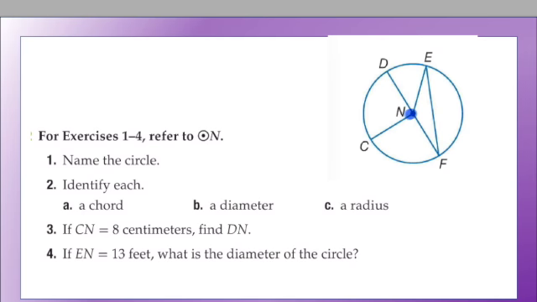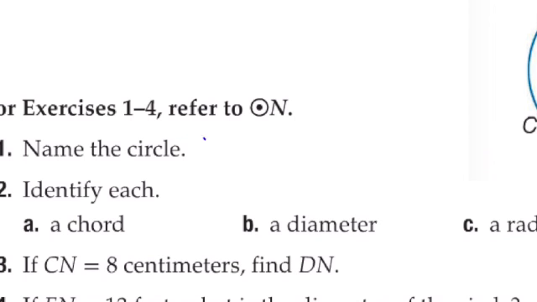There's a couple of ways we can say it. We can say circle N. We can just spell it out, circle N. Or a lot of times we even use this little symbol that is shown here. We just say circle and then N. Okay, so either one is fine.